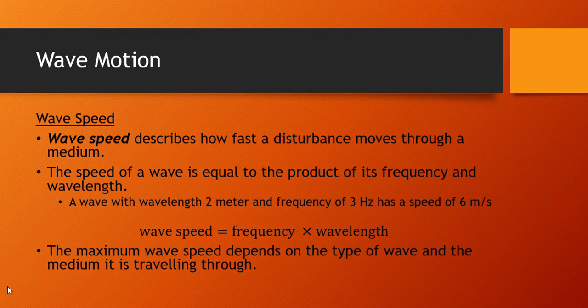So the maximum speed that the wave can travel entirely depends on what type of wave it is and the medium that it's traveling through. So what substance it's traveling through. For gases, gas molecules are very spread out. So, for example, when you speak, you vibrate the air in front of your mouth, and that vibration travels through the air to the next person.